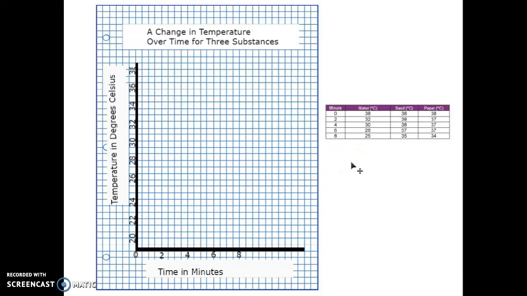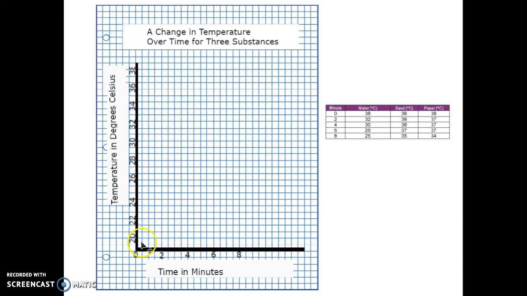So, looking at our data here, you can see how I made the scale for each axis. So, time in minutes, our range was from 0 to 8. And then if we look at our temperature readings, our range was 20 degrees Celsius all the way up to 38 degrees Celsius. So that is how I decide to select my scale here.